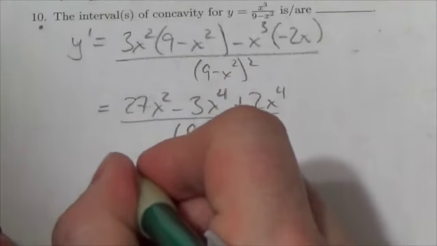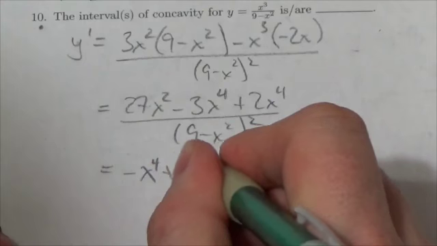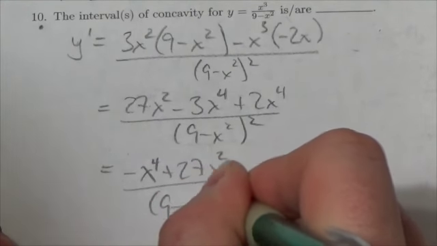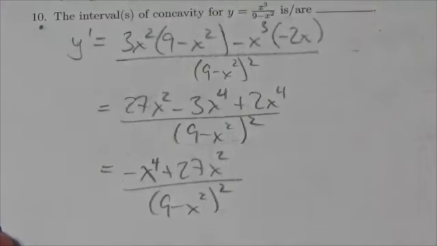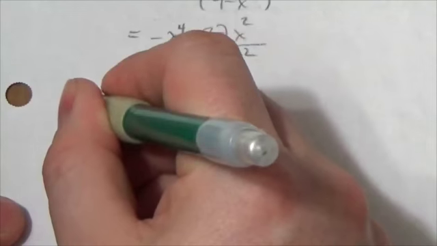And what are we going to get there? Well, let's just put this in the right order here. Negative x to the fourth plus 27x squared over (9 minus x squared) squared. Okay. Well, I don't think that's going to get much prettier. So let's just jump into the second derivative. Okay, and I'm just going to keep going down here because I've got the room.